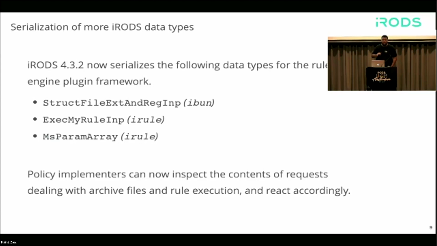We've added more serialization. Starting with 432, we now serialize more types for the rule engine plugin framework, specifically IBUN and iRule. So now people who need to inspect the contents of requests dealing with IBUN related APIs can inspect those requests coming through, and they can make decisions about those. Same for iRule. You can now view the rules and make decisions about them. So that's great. This was implemented by one of our newest developers, Derek. So again, thank you for that.